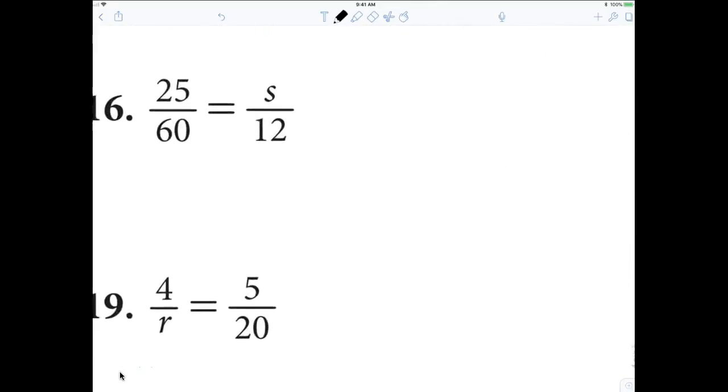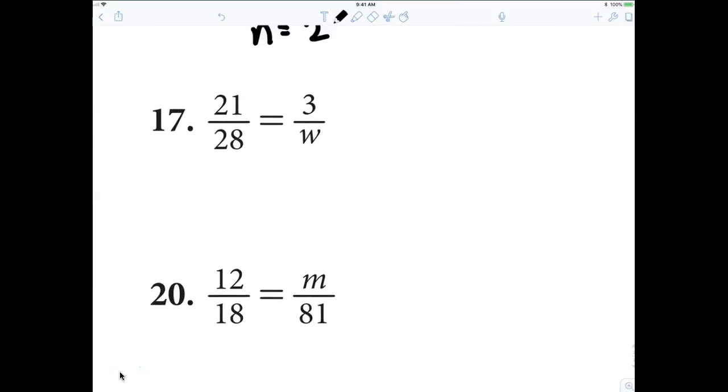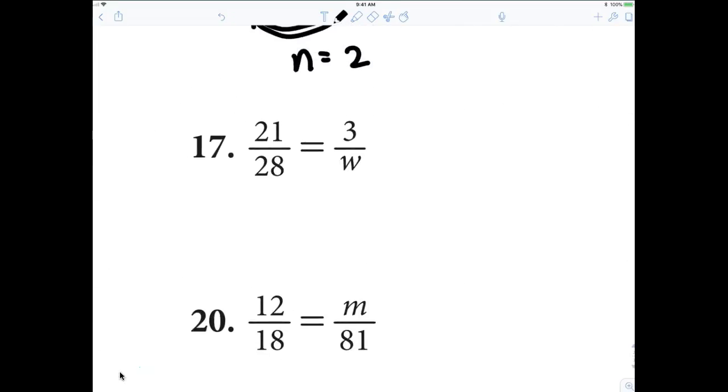A couple more, then I'm going to let you go. Now, to get from 60 to 12, I do what? Dividing by 5. So S is 5. Everybody okay with that? All right, 17. From 21 to 3, divide by 7.